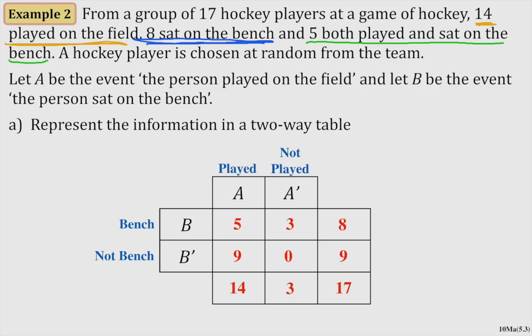I do a double check here. Those are the numbers inside my table. They should add up to 17. 5 and 3 are 8. 8 and 9 are 17. And the 0 doesn't change it, so 17 is correct. That is my two-way table labelled. Now I can start answering some questions.